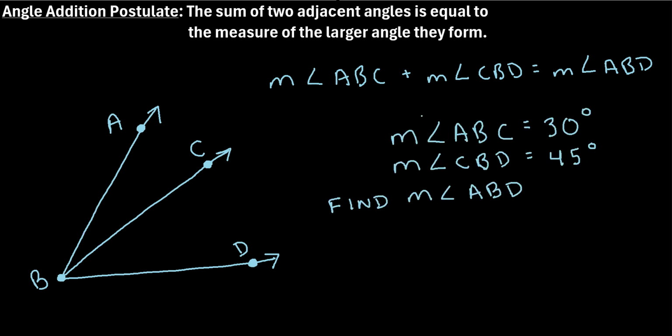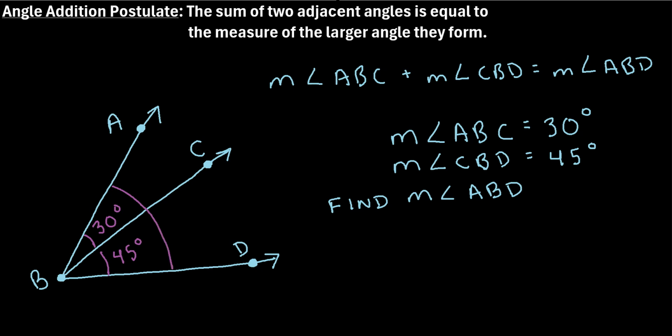Let's check out this example. Let's say we're told that the measure of angle ABC is 30 degrees and the measure of angle CBD is 45 degrees. Let's find the measure of angle ABD. So if we draw this out, ABC is this angle right here, 30 degrees. And we're told that the measure of angle CBD is 45 degrees. So CBD, this angle right here, is 45 degrees. And we want to find the measure of angle ABD. So this larger angle right here.